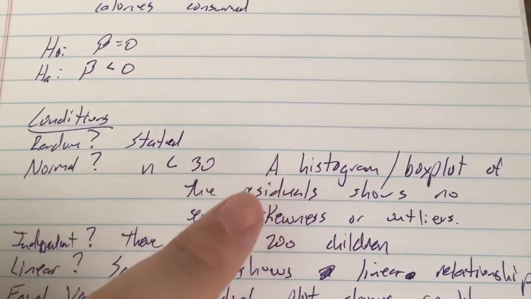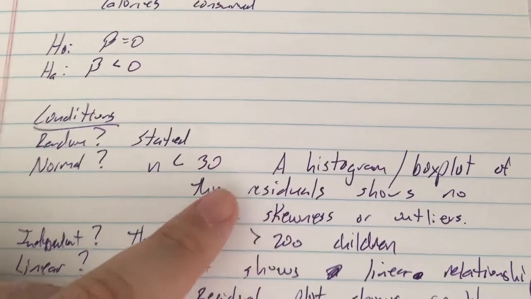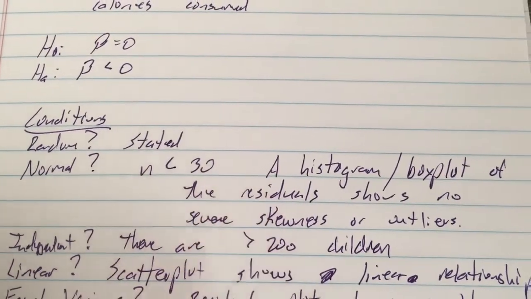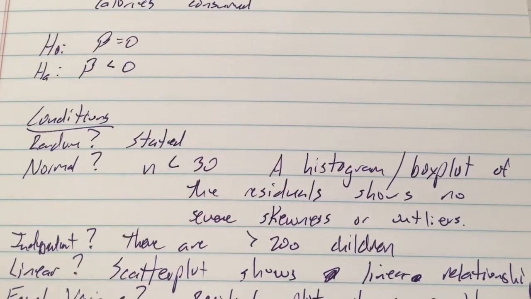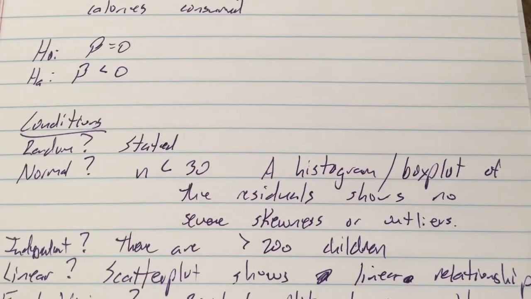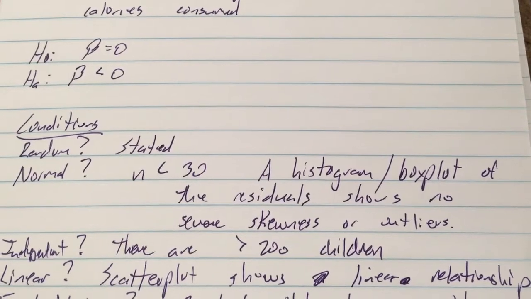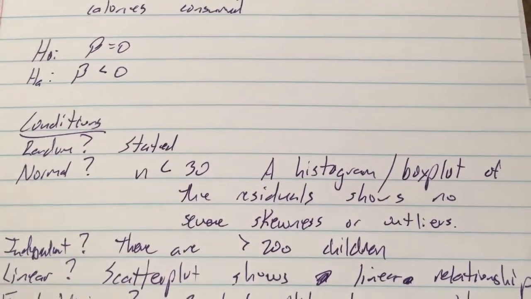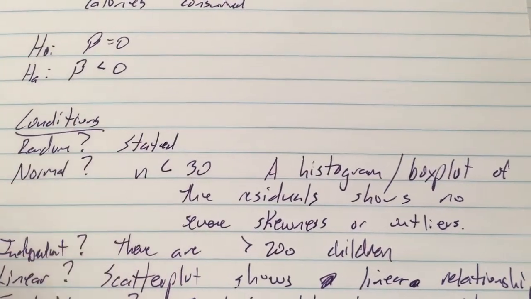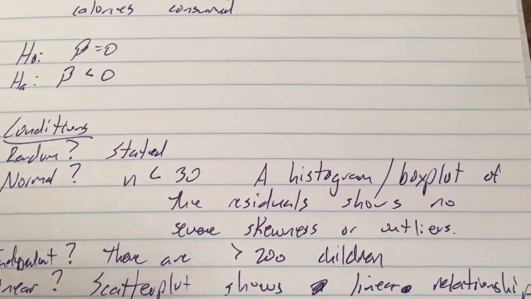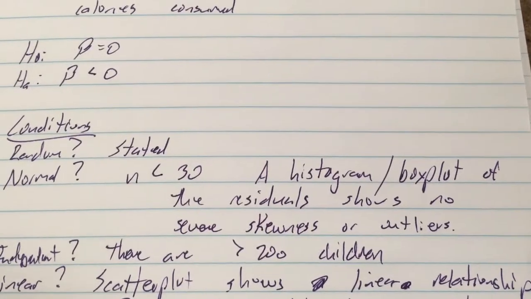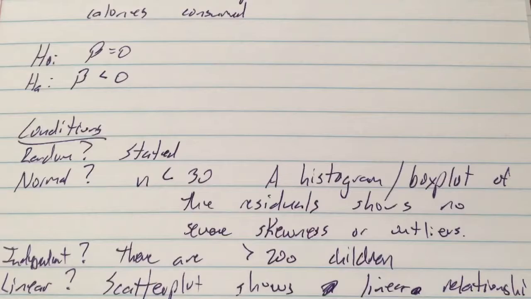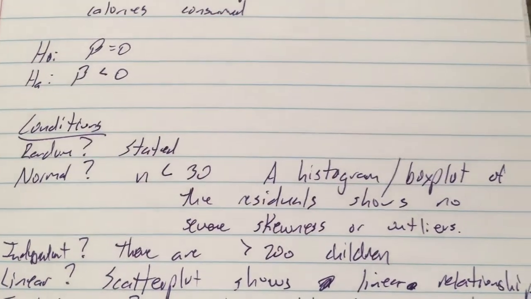They will usually give you a picture of a histogram or a box plot of the residuals. And that histogram needs to look normal, like a single mound, symmetric, or the box plot needs to show symmetry, no severe skewness or outliers. That's what you're looking for. So even though I did not draw that out here, you're never going to have to draw that out because it's probably going to be given to you in the problem if you ever come across one of these on the AP test. All right, I hope that makes sense.